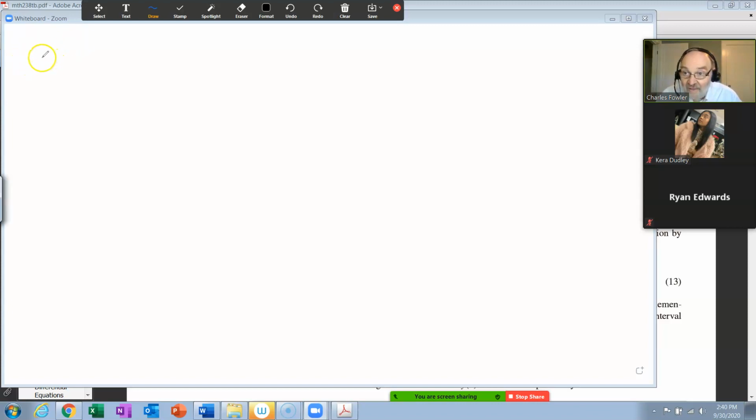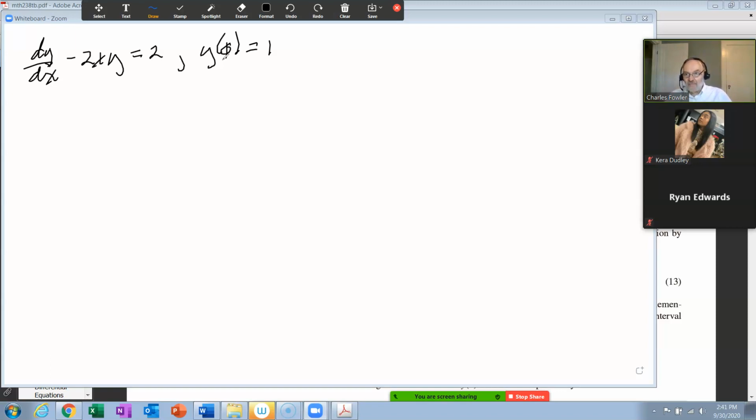Okay, here's example 7. dy dx minus 2xy is equal to 2 with the initial condition that y at 0 is equal to 1. When x equals 0, y is equal to 1. Okay. Now, let's go back through the steps. First, this is in standard form. Leading coefficient here of your first derivative is 1. That's exactly like we want it. That makes the p of x here to be minus 2x. So your p of x is equal to minus 2x. No y dependence there. Linear form.